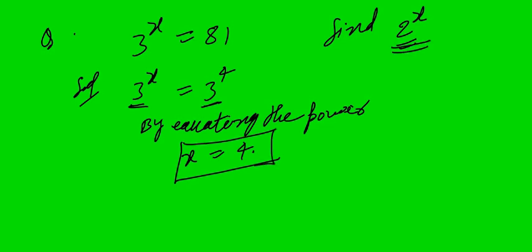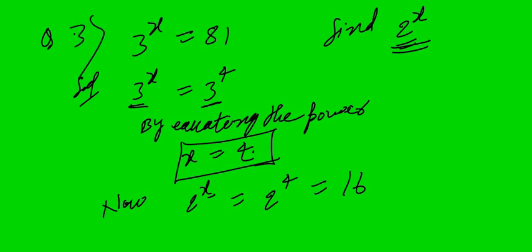Now what you have to find out? 2 to the power x. So now we will write 2 to the power x. In place of x we have to put 4. So 2 to the power 4 is equal to 16, because 2 into 2 is 4, 4 into 2 is 8, 8 into 2 is 16. So this is our question number 3.